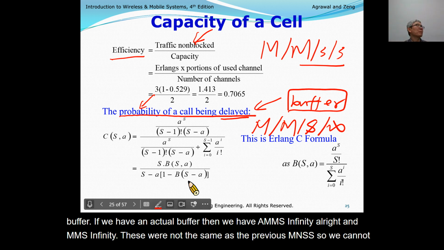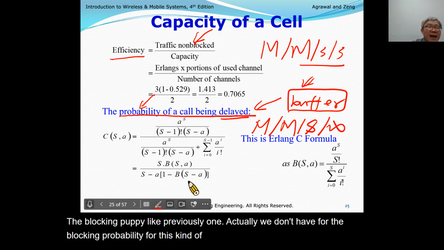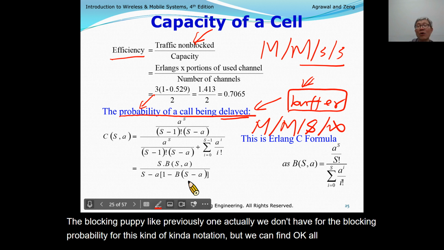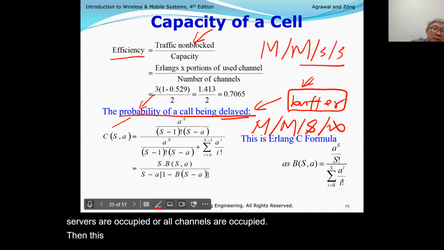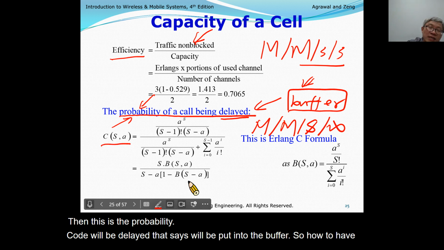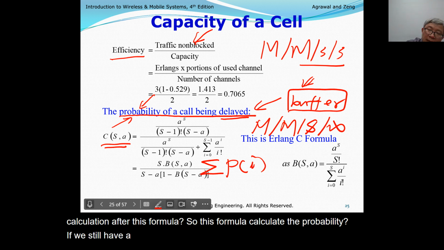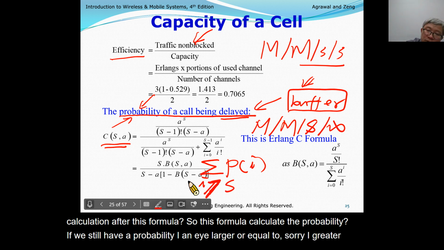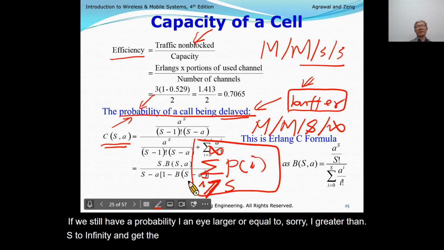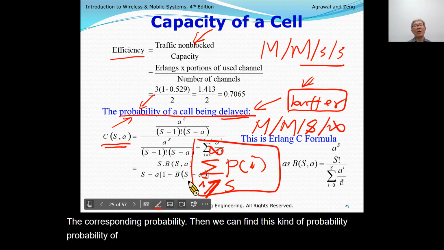And M/M/S/infinity is not the same as the previous M/M/S/S. So we cannot have the blocking probability like the previous one. Actually, we don't have the blocking probability for this kind of Kendall notation. But we can find, okay, all servers are occupied or all channels are occupied. Then this is the probability a code will be delayed. That state will be put into the buffer. So how to calculate it? Actually, this formula. If we still have a probability P of I, with I greater than or equal to S up to infinity, and take the summation of the corresponding probabilities, then we can find this probability of a code being delayed.